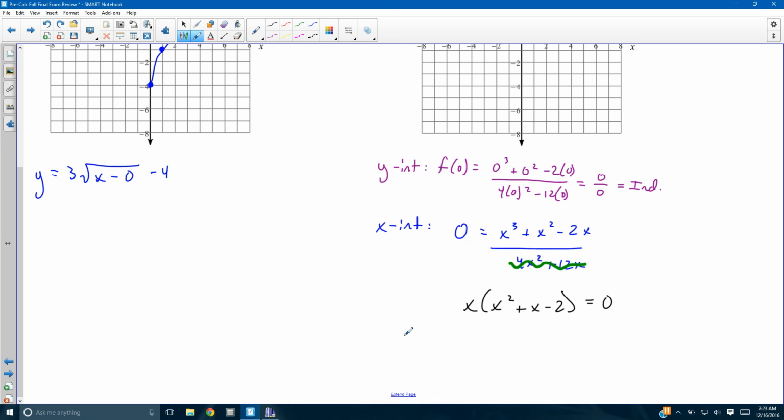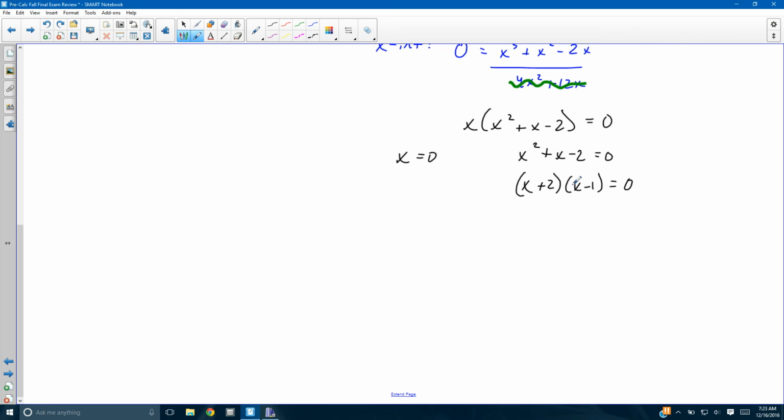Zero product property states either x equals 0, which as we know it cannot equal, but I'll leave that there, or x squared plus x minus 2 equals 0. If that's the case, let's keep factoring. This becomes x plus 2 times x minus 1 equals 0. If x plus 2 times x minus 1 equals 0, either x plus 2 equals 0 or x minus 1 equals 0.